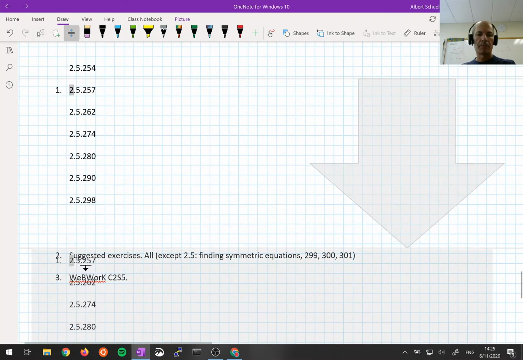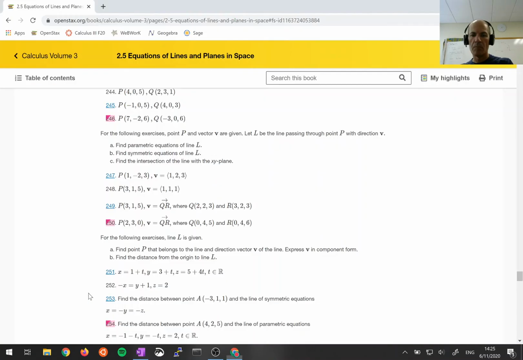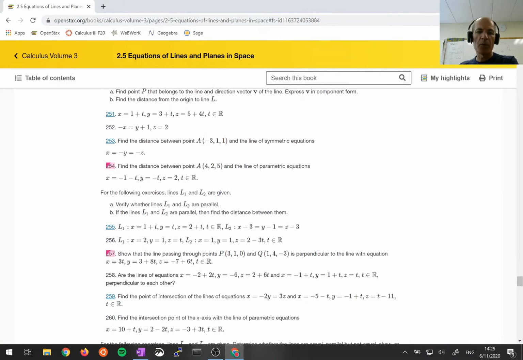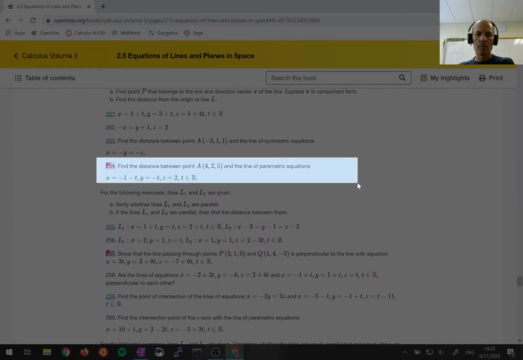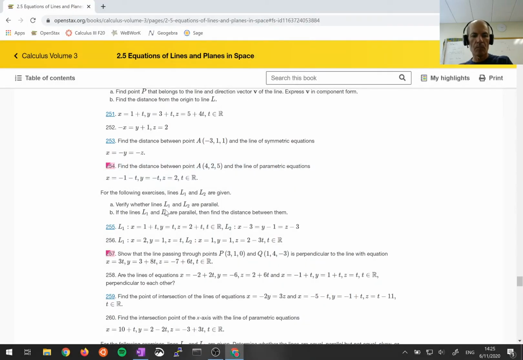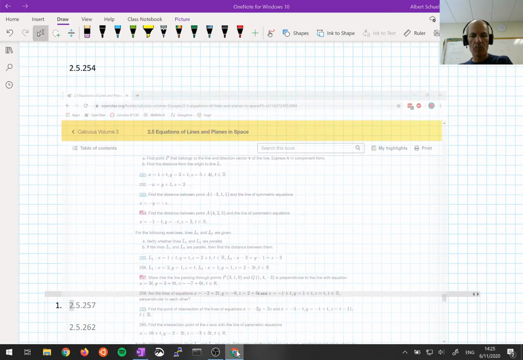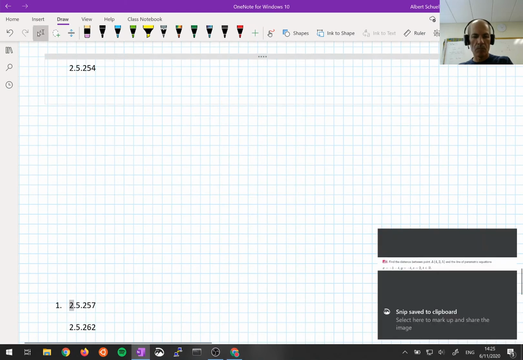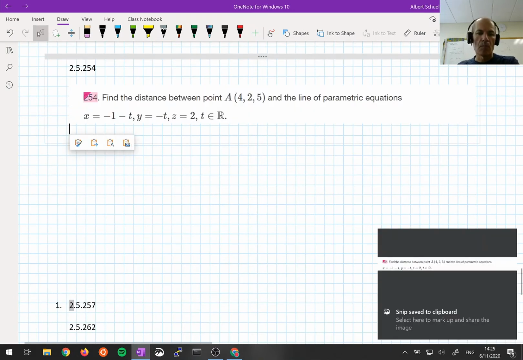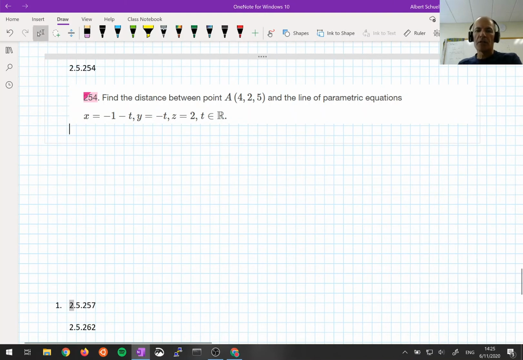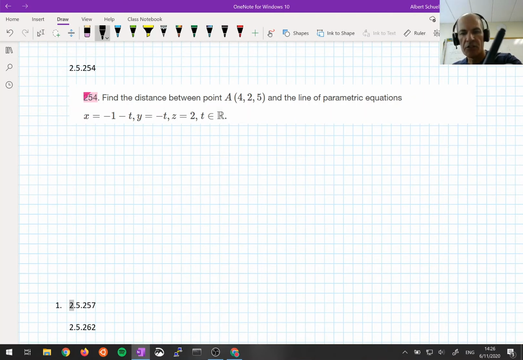254. In 254, we want to find the distance from this point to this line. So to find the distance from the point to the line, what we need is a point on the line and a direction. So let's just remind everybody of what this situation looks like.